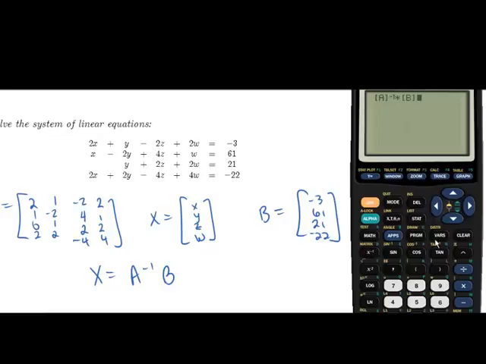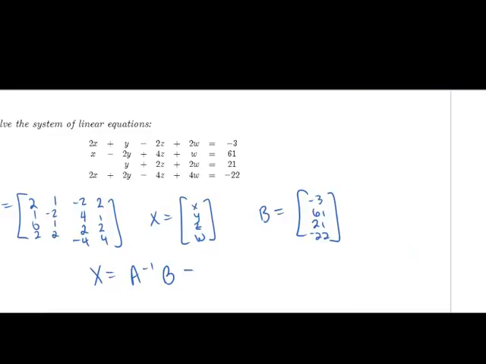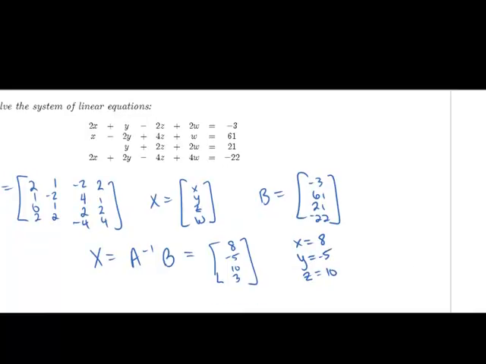And so this is what it should look like on your screen. You hit enter, and you get your answers 8, -5, 10, 3. So those are our answers for x, y, z, and w. So you would say x is equal to 8, y is equal to -5, z is equal to 10, and w is equal to 3.